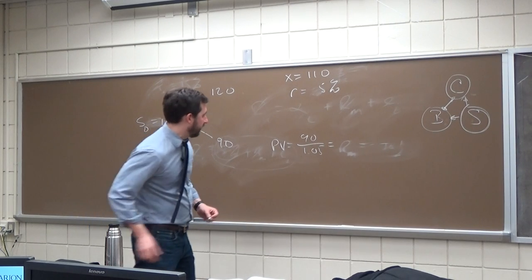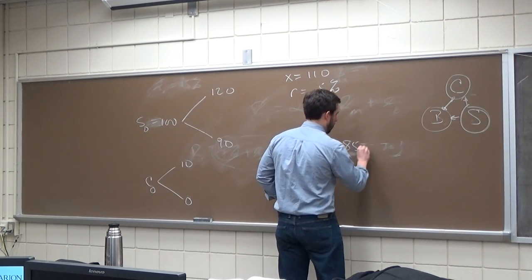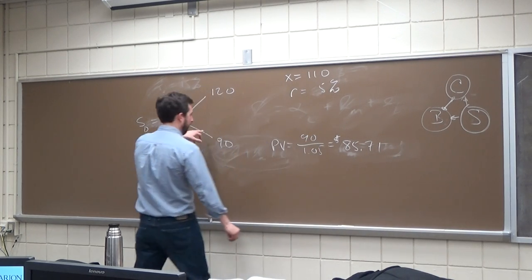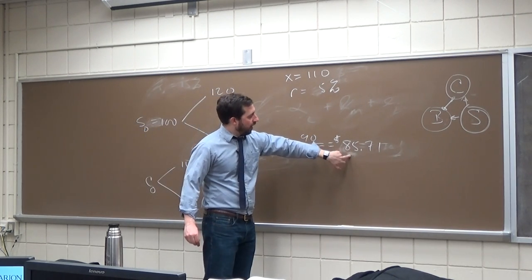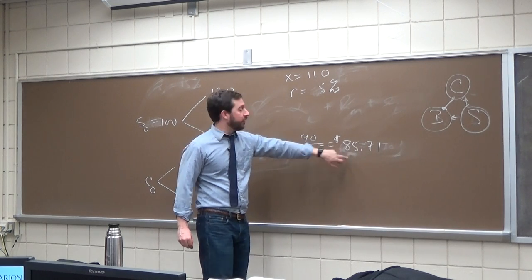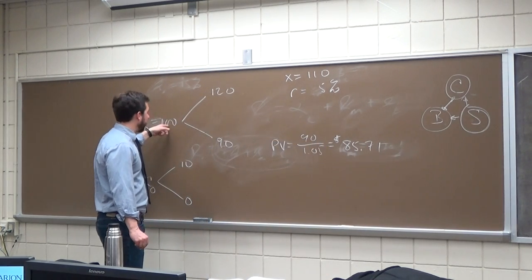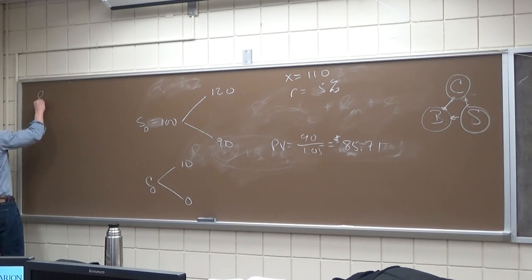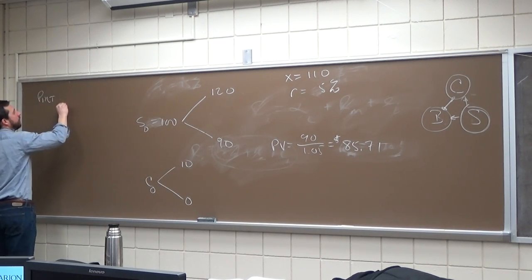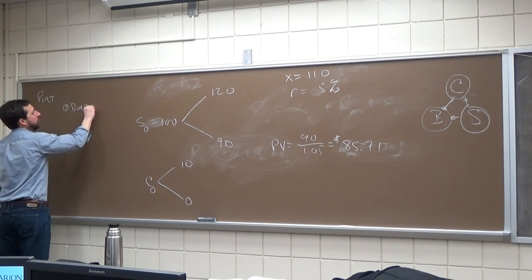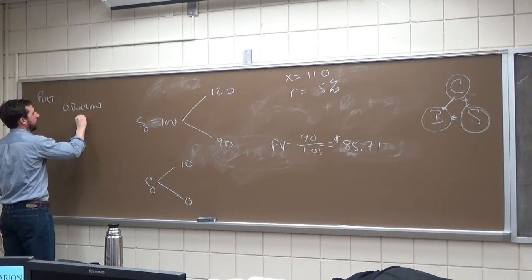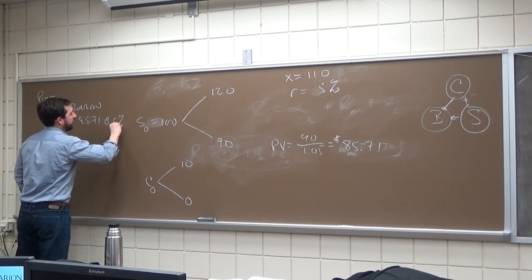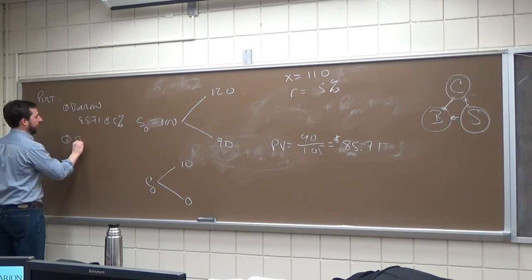$85.71. So the idea here is, what if we borrowed this amount at time zero and bought the stock? So let's say we create a portfolio. Consider the portfolio. Our portfolio is step one, borrow 85.71 at 5% for a year, buy stock.